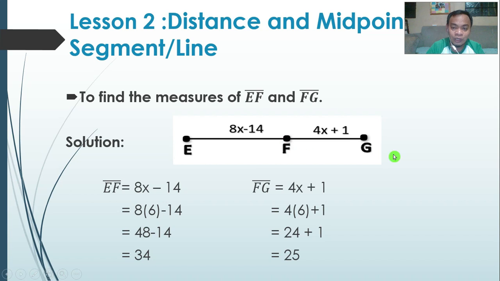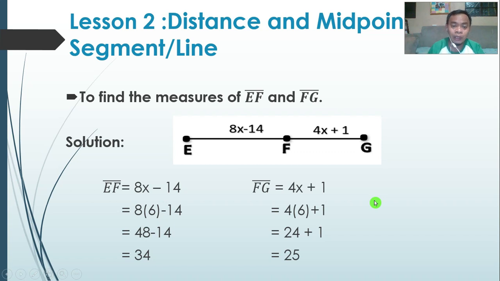Then, for FG, we have 4x plus 1. Substitute the value of x, which is 6, so 4 times 6 is equal to 24, plus 1, that is 25. So, EF is 34 and FG is 25.